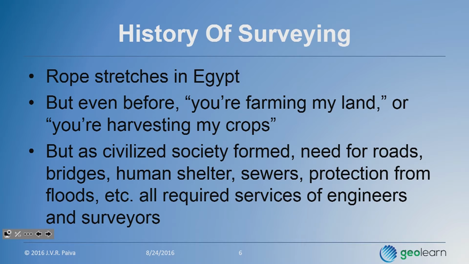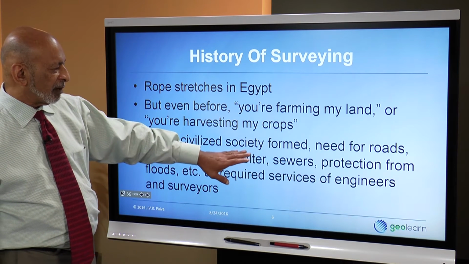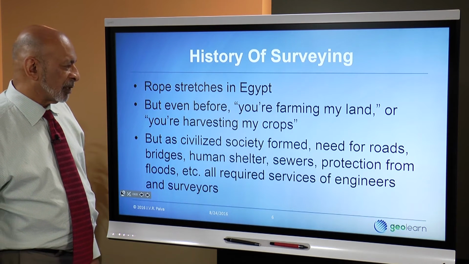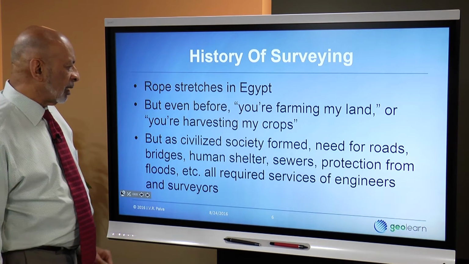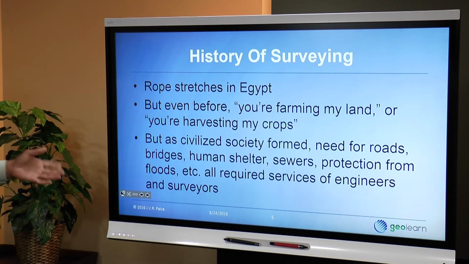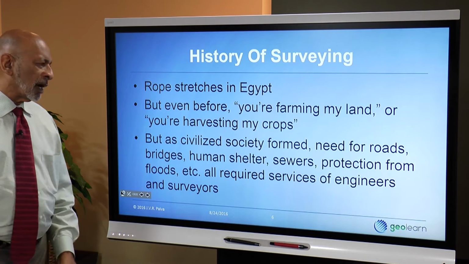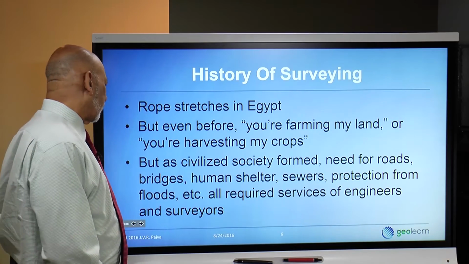And that meant building roads, building bridges, providing human habitation, sewers, especially storm sewers. Sanitary sewers were actually a much later idea that people got. Protection from floods and so forth, all required the services of engineers and eventually surveyors.